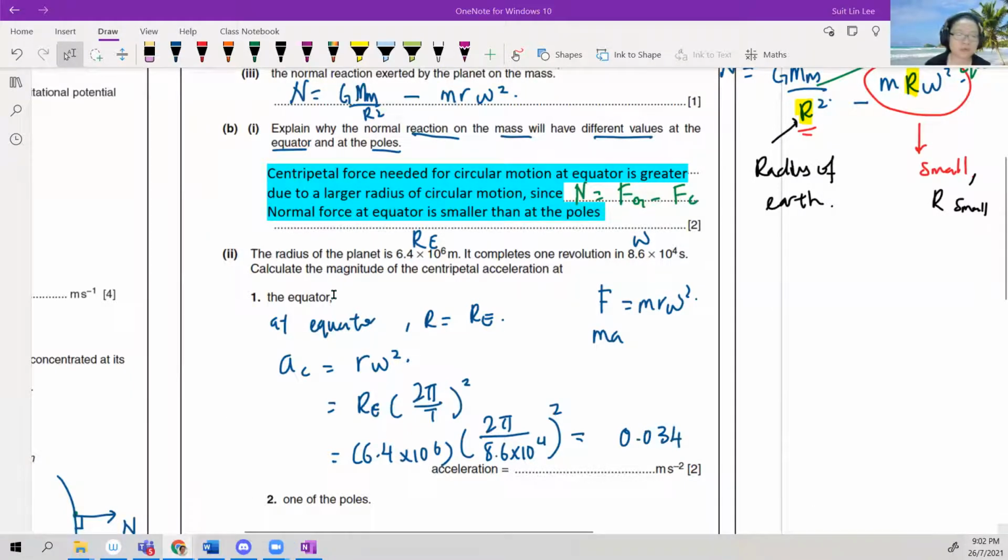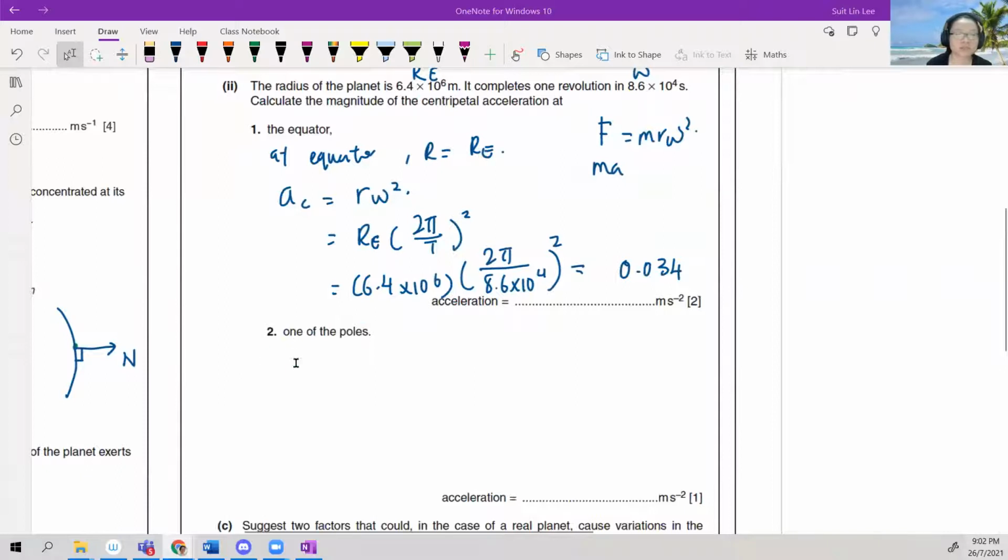Okay. Right, one of the poles. So you can say at the poles, relatively speaking, the radius of circular motion is more or less equal to 0. So a_c is equal to 0. Just write 0 here. My favorite number.